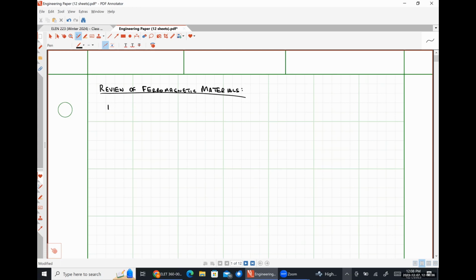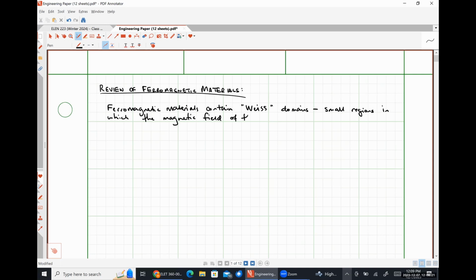So ferromagnetic materials contain what are called Weiss domains, which are small regions in which the magnetic field of the constituent atoms are aligned.